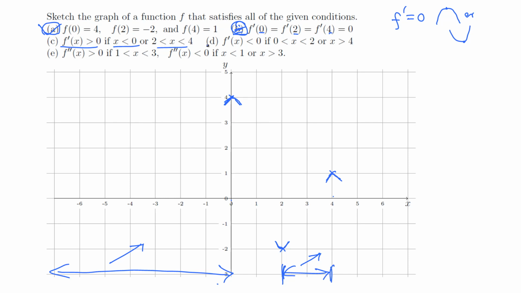In part D, derivative less than 0 means the function is decreasing. The function is decreasing on 0 to 2. So in between 0 and 2, that's the remaining part here, the function is decreasing, and after here it is increasing. Or when x is bigger than 4. Bigger than 4 means all the way here. Less than 0 means decreasing.